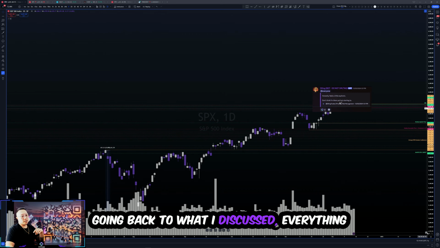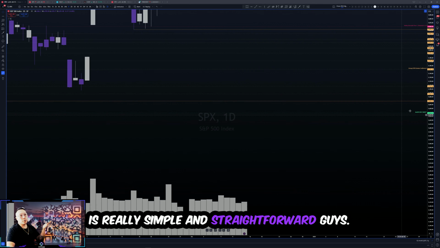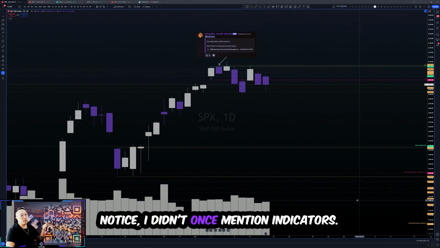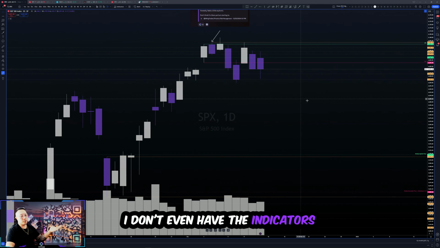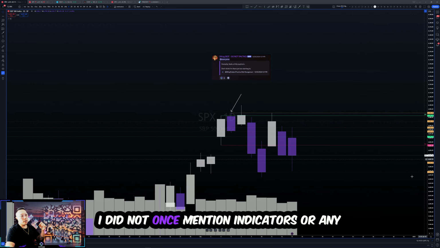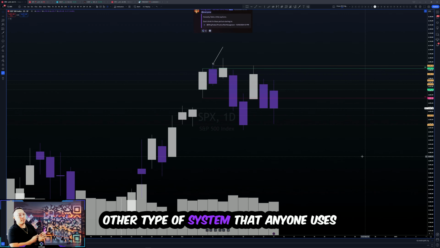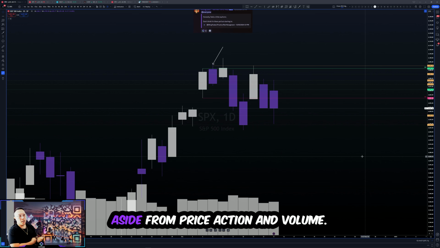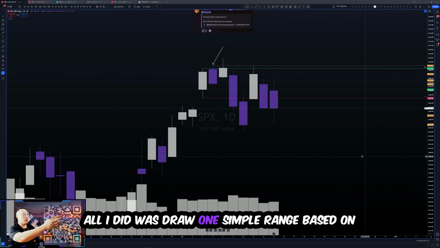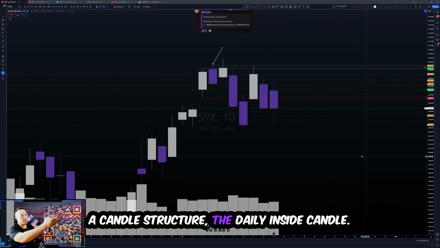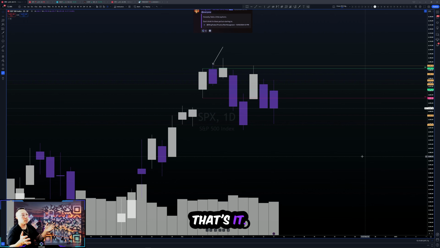Going back to what I discussed, everything is really simple and straightforward, guys. Notice I didn't once mention indicators. I don't even have the indicators on my chart right now. I did not once mention indicators or any other type of system that anyone uses aside from price action and volume. All I did was draw one simple range based on a candle structure, the daily inside candle. That's it. One simple thing.